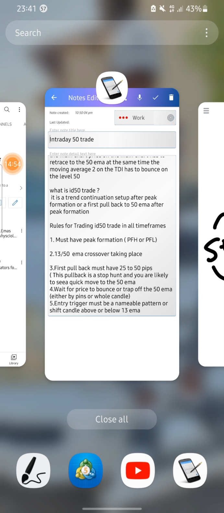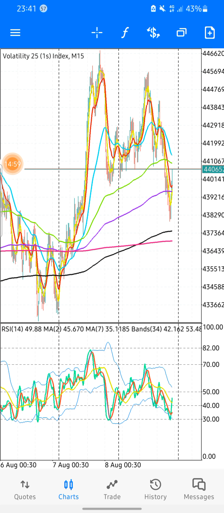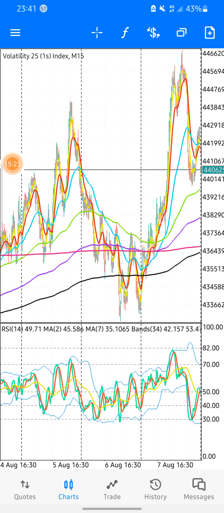Okay, having said this, let me jump into my charts. I usually like the volatility 25 1S charts. It's one of my most favorite pairs, and it's one of my most winning pairs. So I like the movement of the volatility 25 1S. Okay, let me show you where we can talk about the ID50 trade.